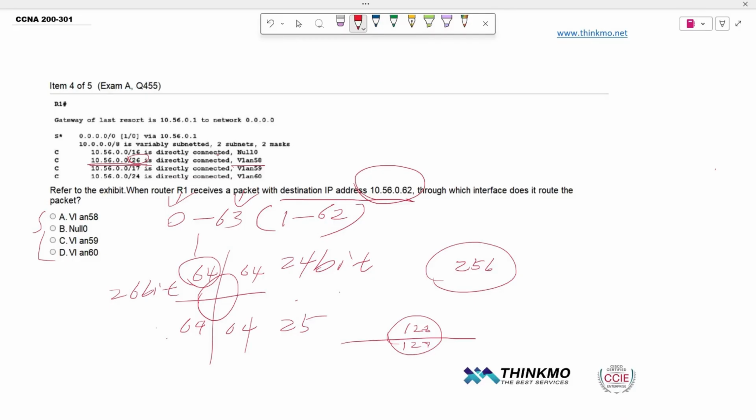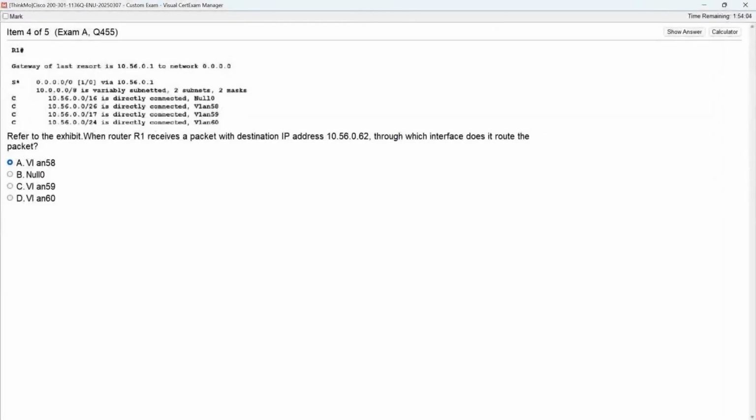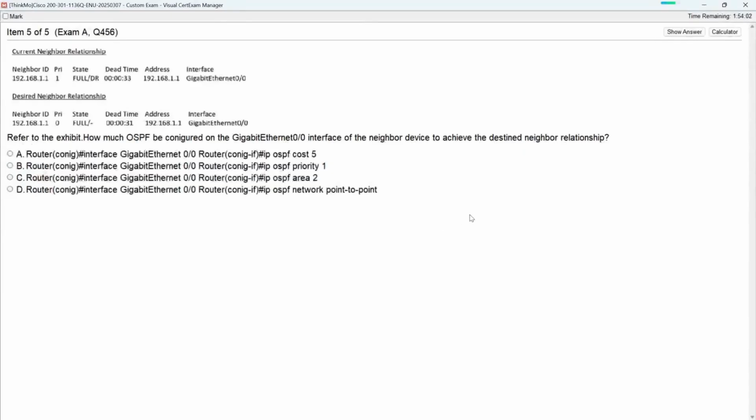Right? So this particular route covers all of those 62 specific addresses, including the specific address of 10.56.0.62. Therefore, we choose this one with the longest prefix match, which is VLAN 58.